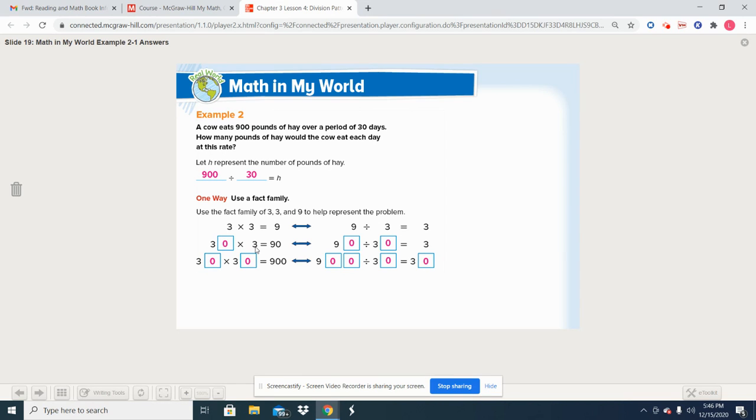We're using the same three numbers. Same thing here. 30 times 30 equals 900. 900 is the greatest number. We're going to start with 900 for division. 900 divided by 30 equals 30. We're using the same three numbers.